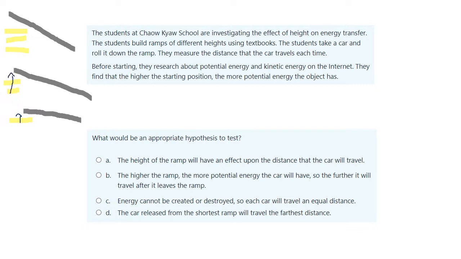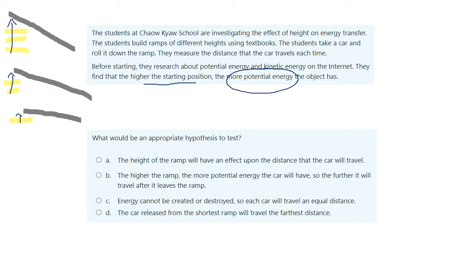And what the students found was that if the starting position is higher, there is more potential energy. And what happens to potential energy? Well, when the object moves, the potential energy becomes kinetic energy. So what would be an appropriate hypothesis? Remember, a hypothesis is a guess, a prediction about what will happen.